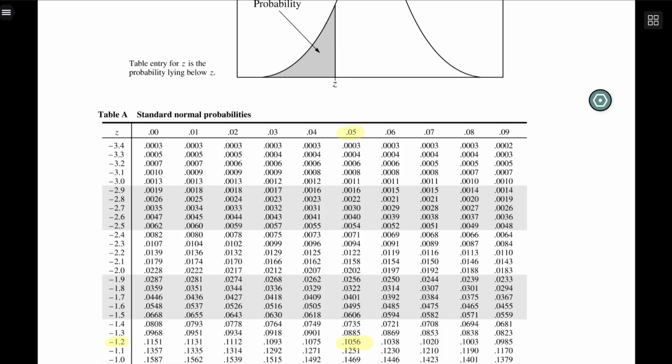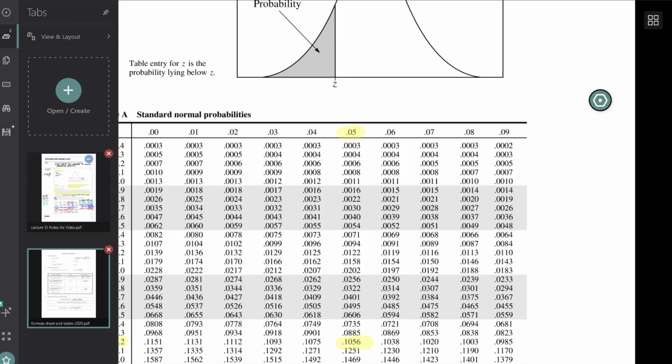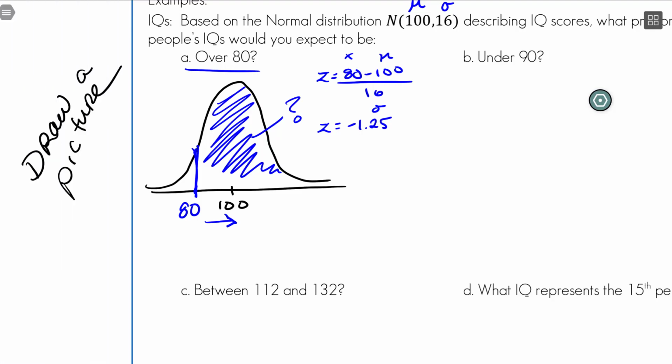Let's go back to our example and fill that in. This is 0.1056, but that's area to the left. Is that what we shaded? No. We shaded everything to the right. So what do we need to do?